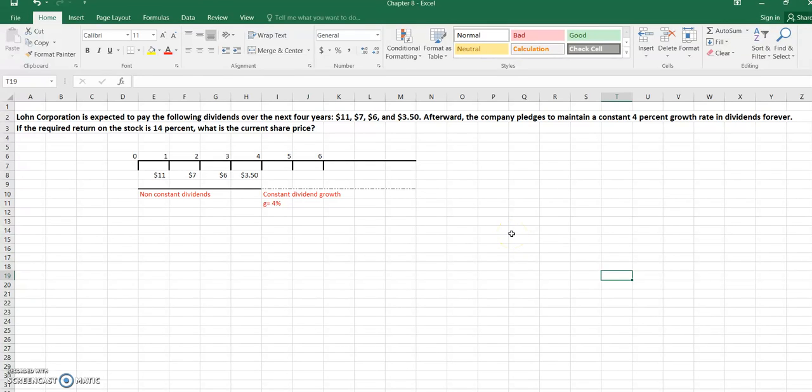In this video, we'll talk about how to determine the price of a stock where the dividends do change for a few years, and then after a certain year, the dividends start growing at a constant rate forever.